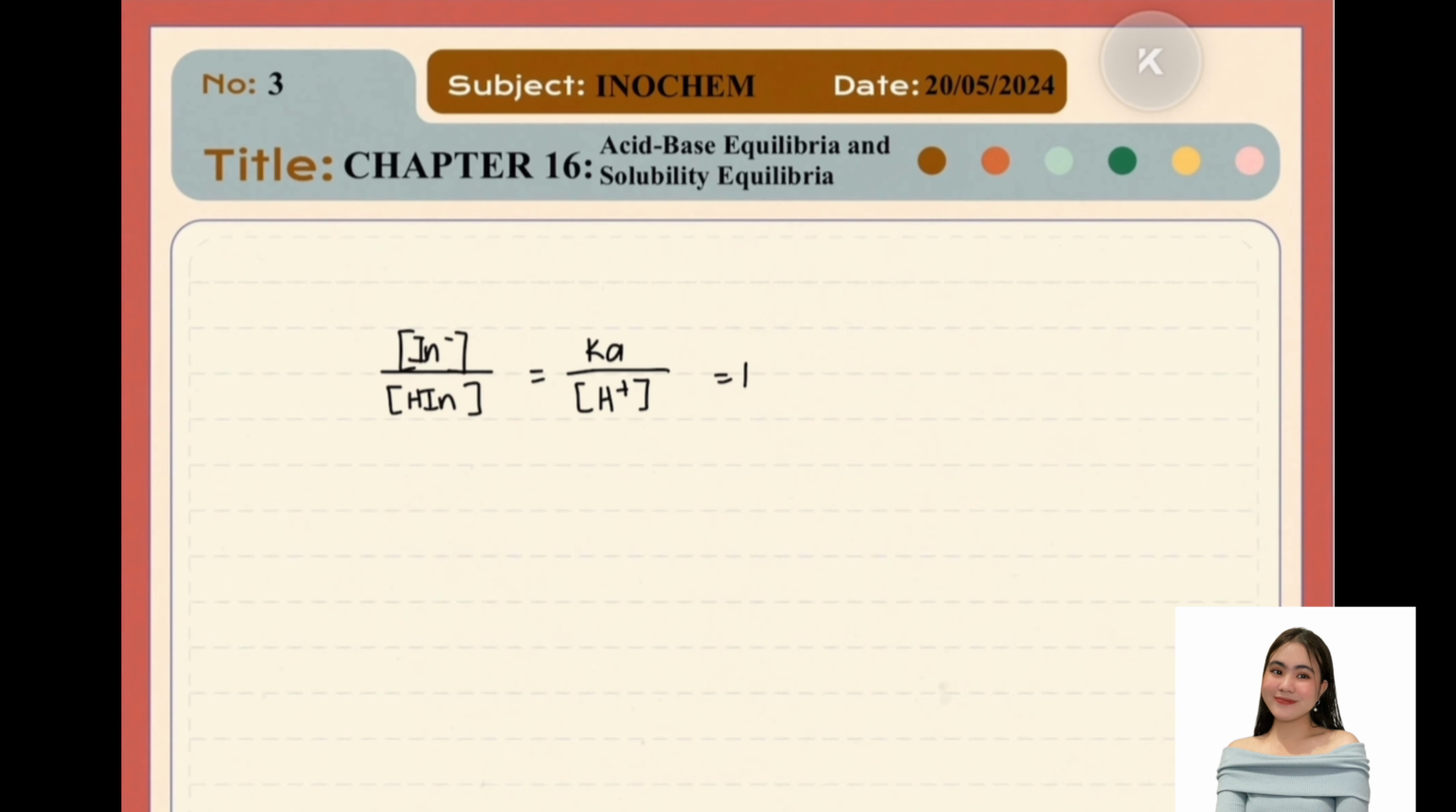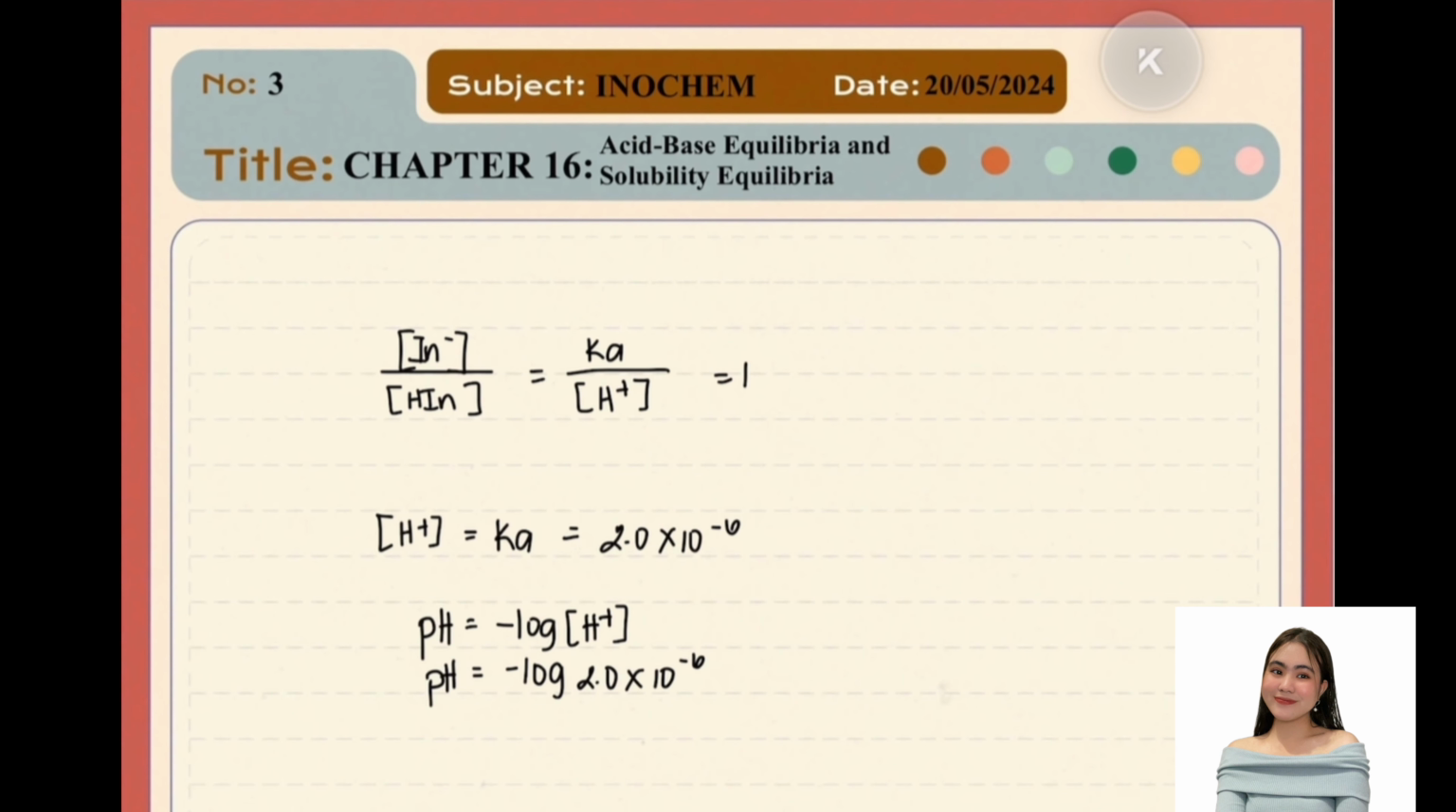So why 1? We always remember that when reactants and products are at equilibrium, their ratio is always equal to 1. And after that, both H plus and Ka are equal to 2.0 times 10 raised to negative 6. And using the formula pH is equal to negative log of H plus, pH is equal to negative log 2.0 times 10 raised to negative 6. And there we arrive at our final answer of 5.70 pH level.